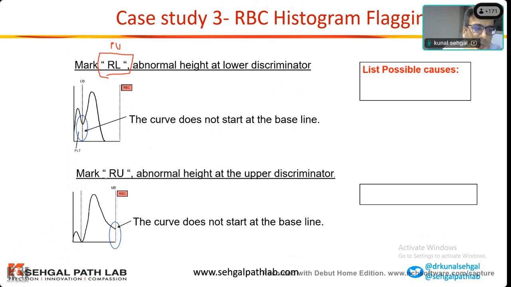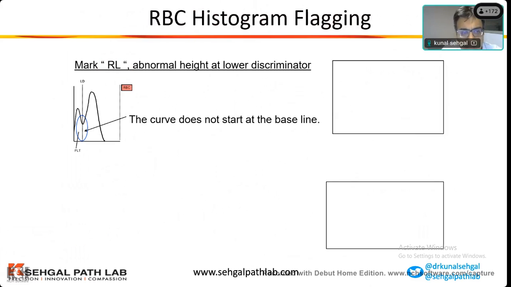So now if you say RU curve, what would that be? RBC upper discriminator. If you look at the histogram, immediately you see the lower part is touching the baseline, no problem. But at the upper part it is even crossing the flag. That means what is the possibility? It may be NRBCs present. Anything else? It tells you that there are big size RBCs. Yes, nucleated RBCs, that is one. Or we will discuss as we go along.